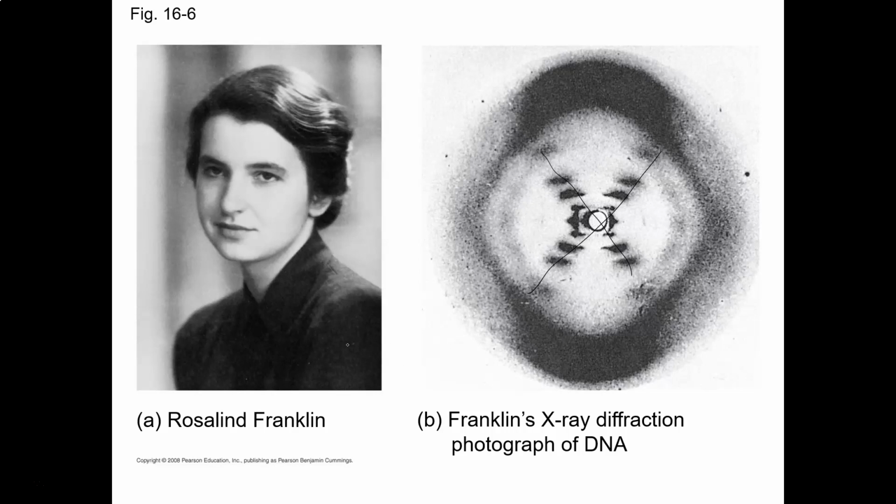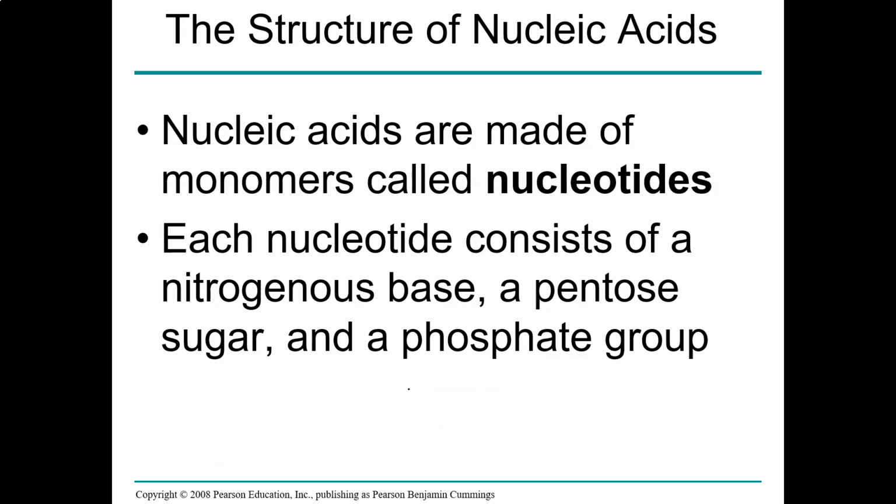And Watson and Crick actually used Rosalind Franklin's data quite a bit. It really informed their model, although she didn't get a whole lot of credit in their famous paper that came out a few years later. But she is now recognized as one of the important scientists that discovered the structure of DNA. So let's look at it.